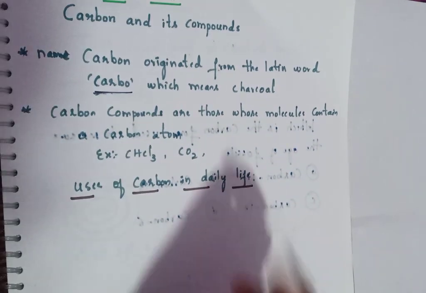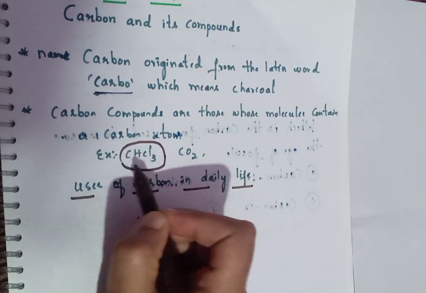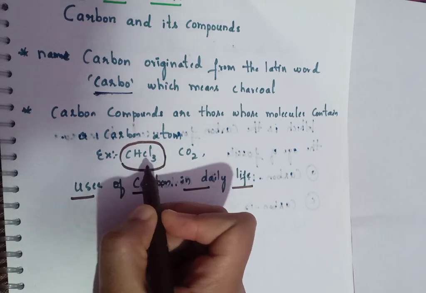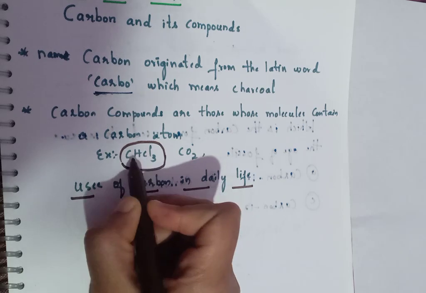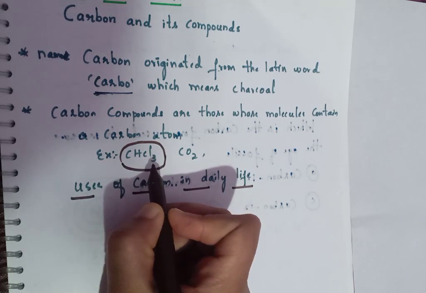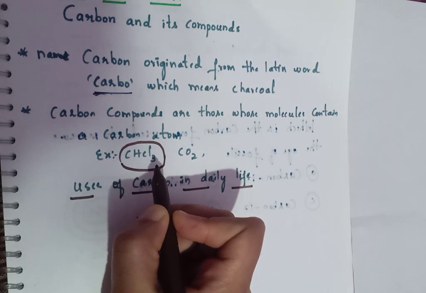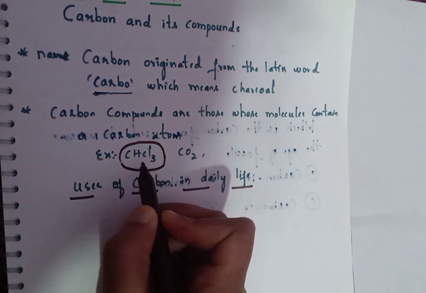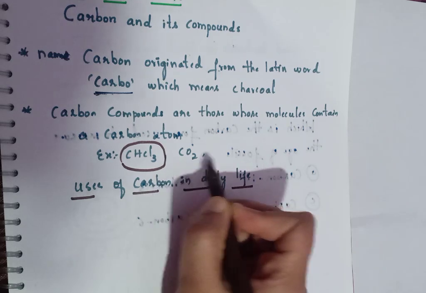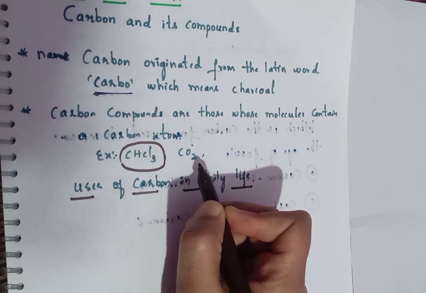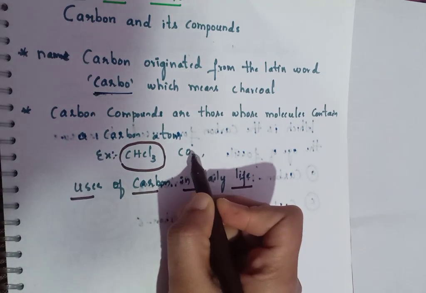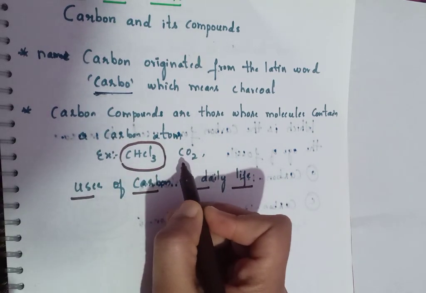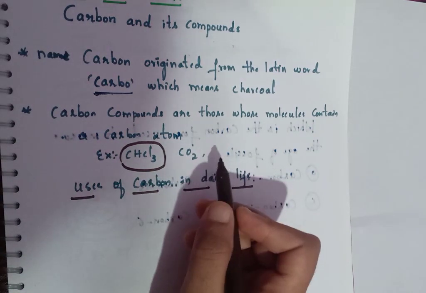For example, consider chloroform, that is CHCl3. It is a molecule. Here carbon is attached to one hydrogen and three chlorine atoms. So in this molecule a carbon atom is present. Another example we can take is carbon dioxide. Here two oxygen atoms are attached to carbon, so it is also a carbon compound.